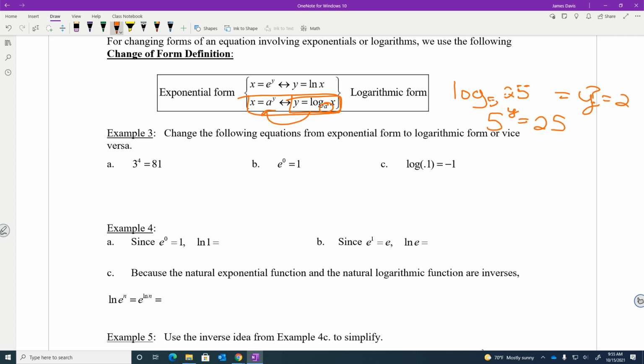Using exponential values, you can go the opposite way. So, for example, this one would be log base 3 of 81 equals 4. So that would be going the opposite, because then 3 to the 4th equals 81. And in the same way, this one, log base e of 1 equals 0.